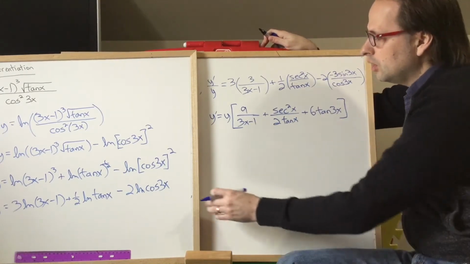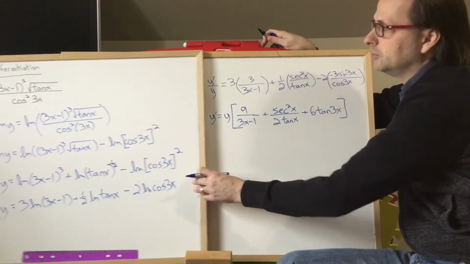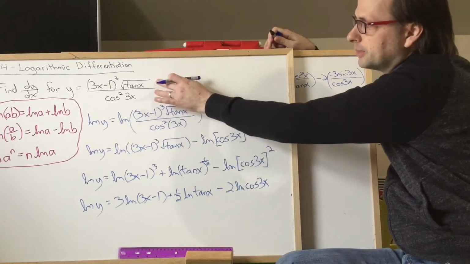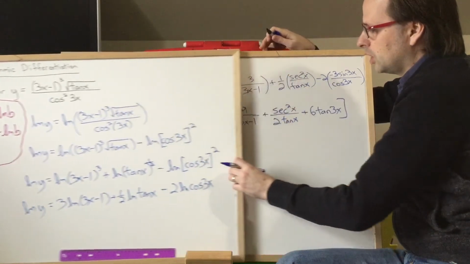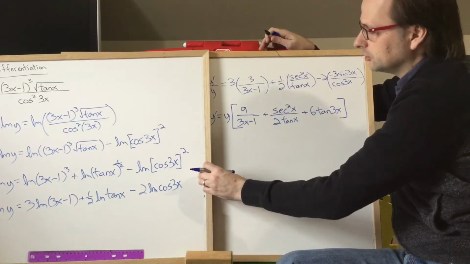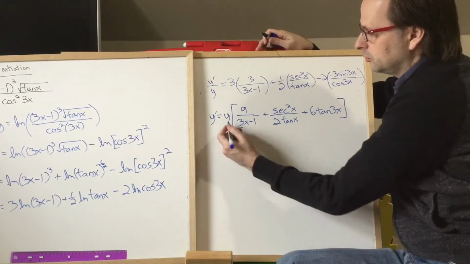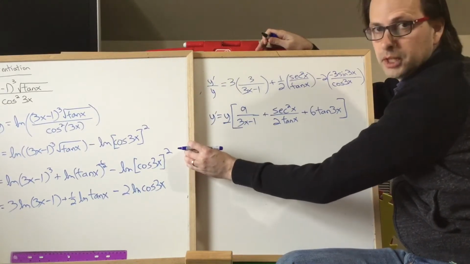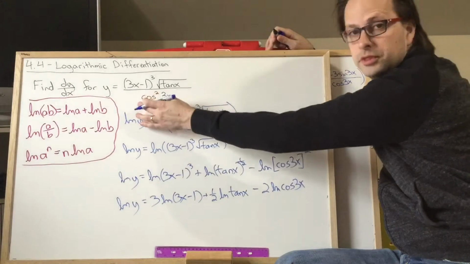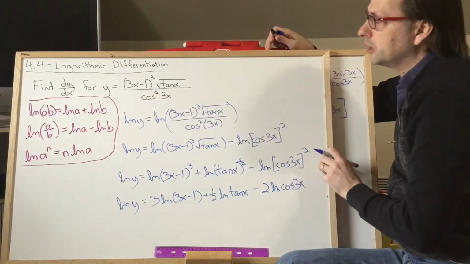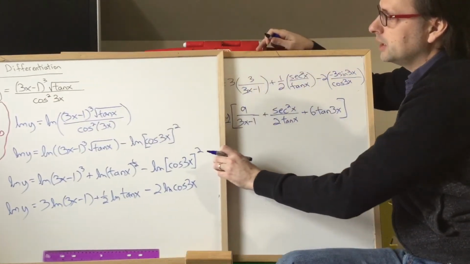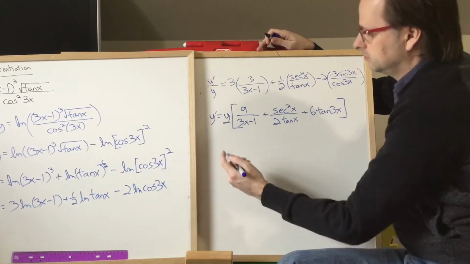Okay, that is an okay version of the derivative of this whole thing, but it's written in terms of y. There's one last little substitution we can make. Since we've got a y here, we can just replace it with the original equation. y is (3x minus 1) all cubed times root tan x over cos squared 3x.